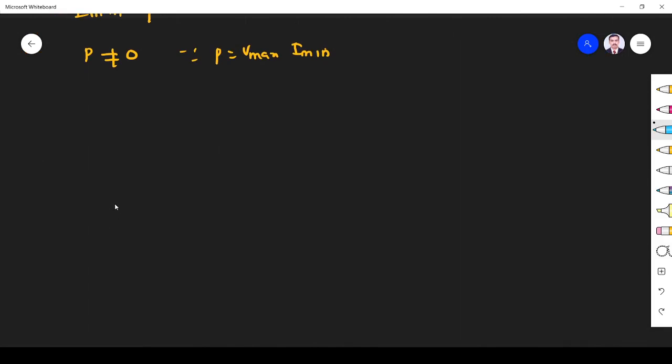Next point we must know is skin depth. Skin depth is given by delta equal to 1 by root of pi f mu sigma. I have put one complete video for skin depth, please refer to the detailed analysis of skin depth. Here f is frequency, mu is permeability, sigma is conductivity.